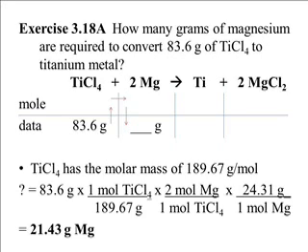Let's set up a similar conversion factor that we've been doing so far, starting with our given value of 83.6 grams. We will convert first to the moles of titanium chloride by dividing by the molar mass. Then we'll convert moles of titanium chloride to moles of magnesium by using a 2-to-1 mole ratio. And then finally, we'll convert from moles of magnesium into grams of magnesium by using the molar mass. Notice we don't use 2 times the molar mass of magnesium because 1 mole has the mass of 24.31 grams. Our answer of 21.43 grams of magnesium is great.